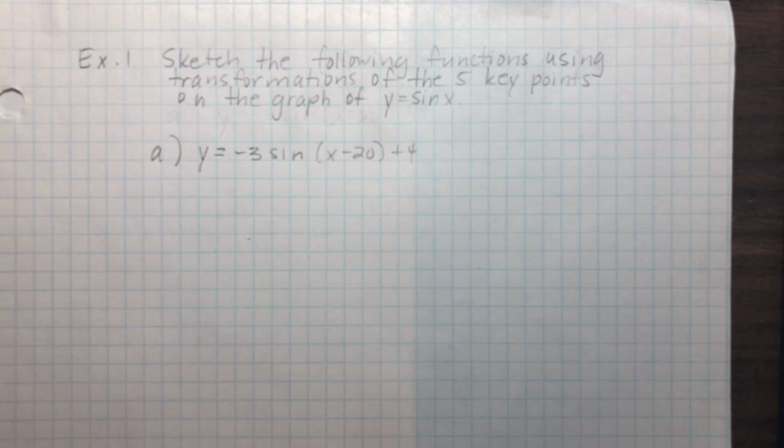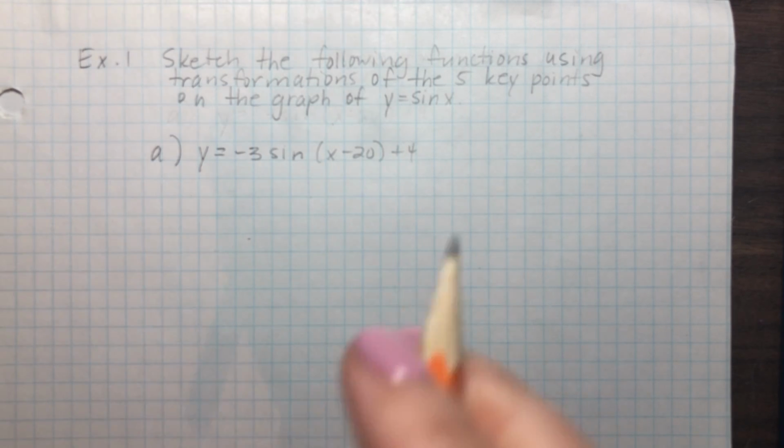Example 1: sketch the following functions using transformations of the 5 key points in the graph of y equals sine of x. Looking at part A, we have y is equal to -3 sine of (x minus 20) plus 4. First thing we need to do is identify the values of a, d, and c.